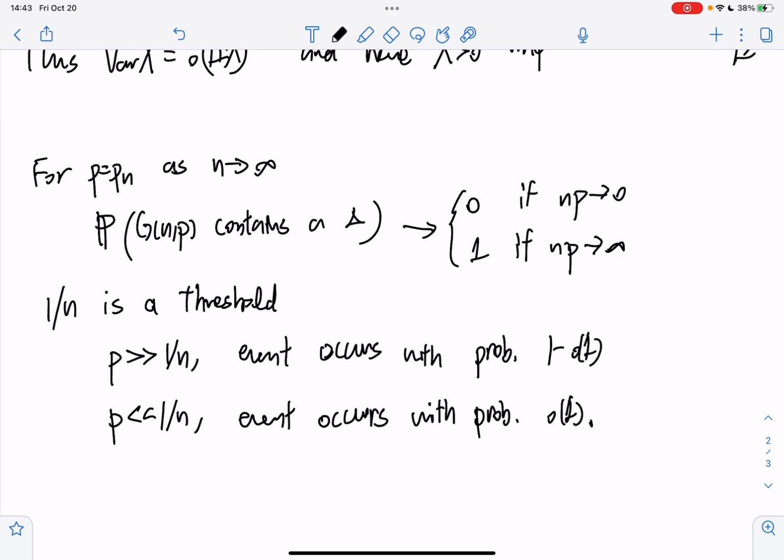Determining the threshold of many kinds of properties in random graphs, and not only random graphs but also some other random settings, is a central topic in probabilistic combinatorics, and we'll discuss thresholds in more depth later in this chapter.